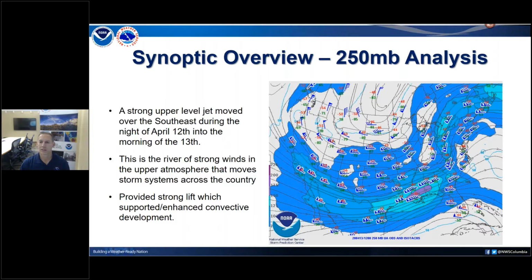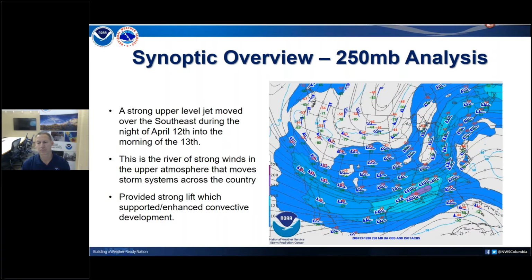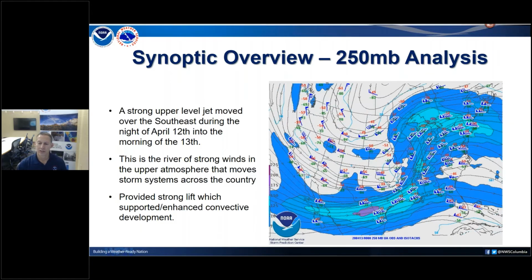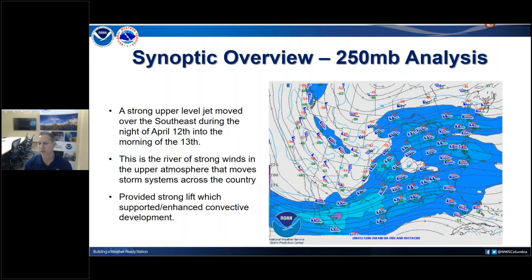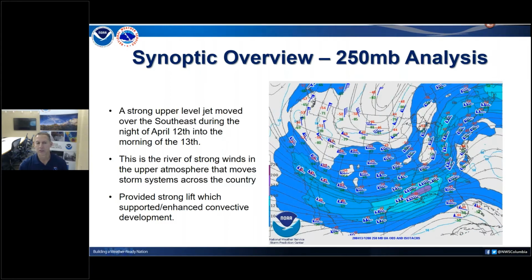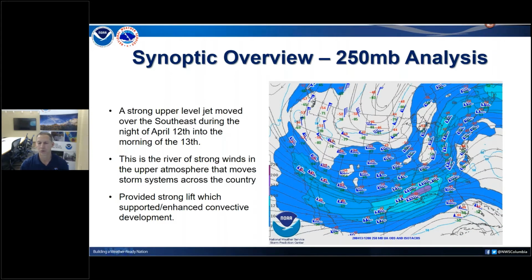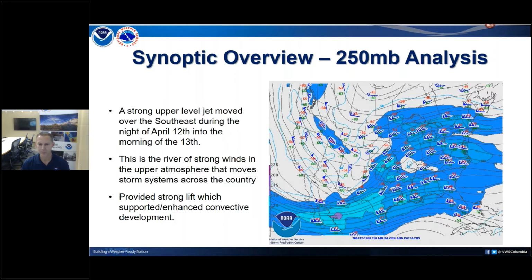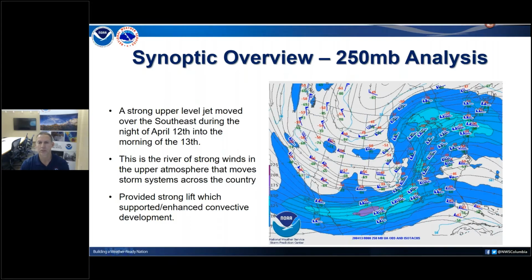This is looking at the 250 millibar analysis. This is basically the upper level jet stream, and you'll see how that strong upper jet was moving out of northern Mexico, East Texas area, across the Gulf Coast states and into our area late on the 12th and early morning of the 13th. And this is basically a river of strong winds in the upper atmosphere that moves systems across the country. And the significance of this is that it provided that strong lift which is needed to help support and enhance thunderstorm development.